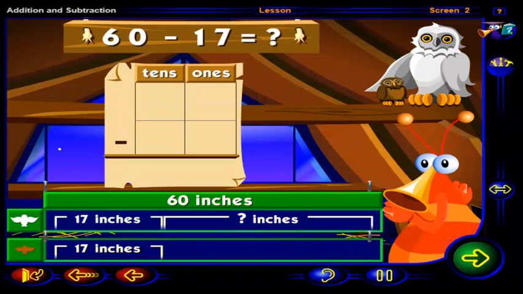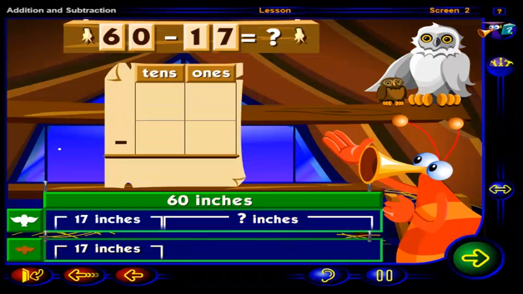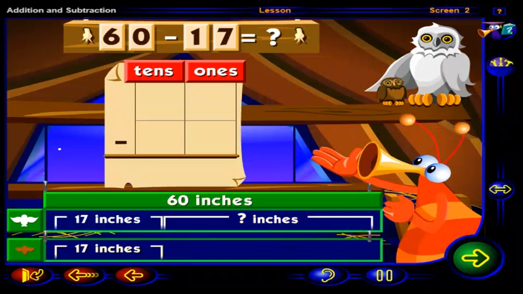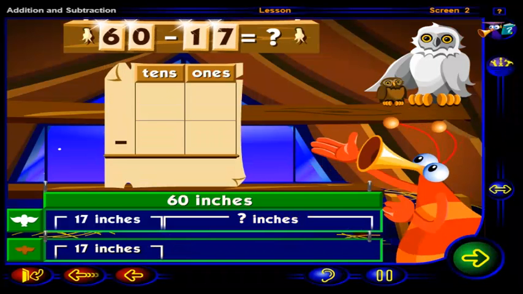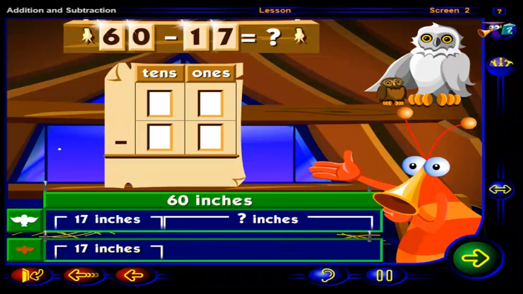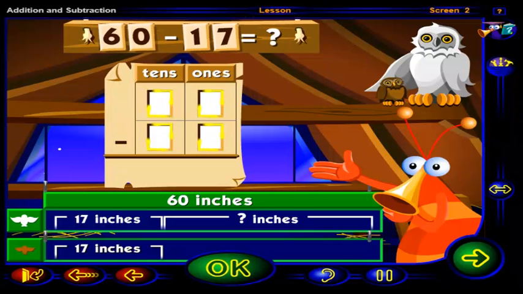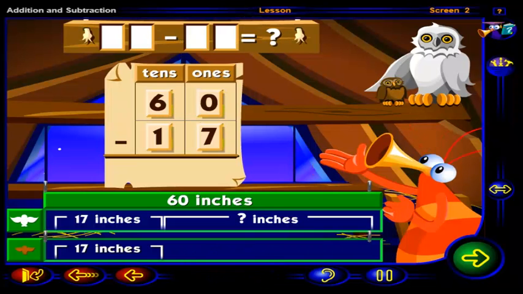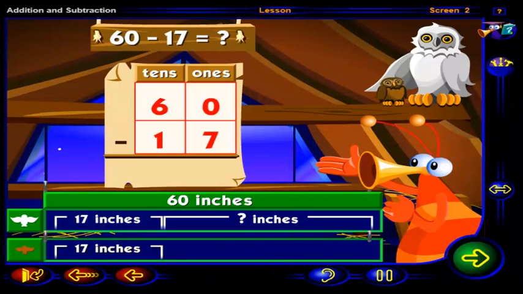All right, let's start by lining up the digits in each number in the tens and ones places. Drag each of these digits into its correct place to show this subtraction. When you're done, click OK. That's right. The digits go in these places.